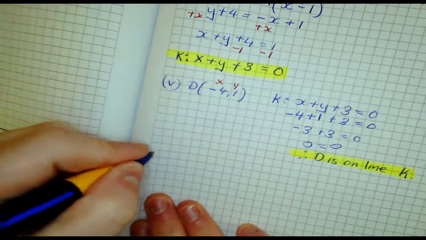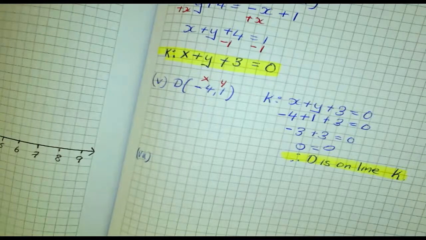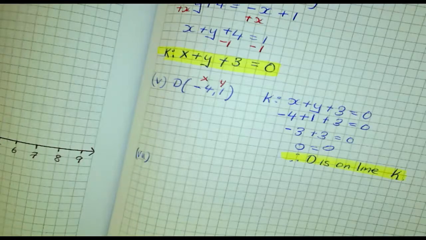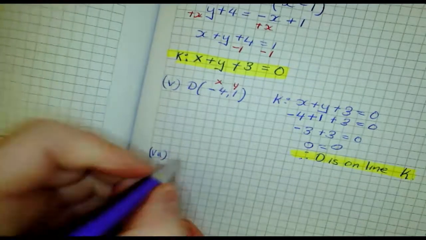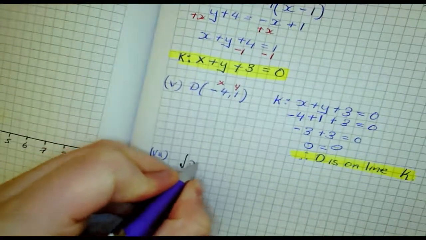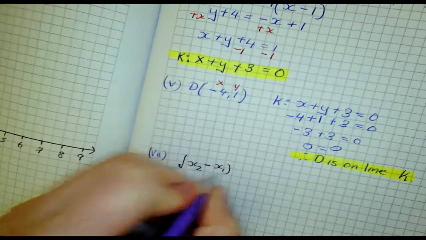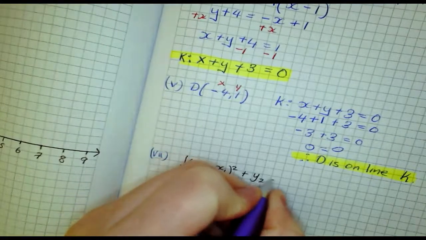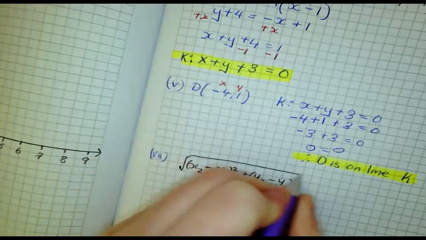So part 7 then: find the length of AB and the length of CD. So we know our formula there is x2 minus x1, and it's squared, plus y2 minus y1, and that's also squared. It's all over the square root.